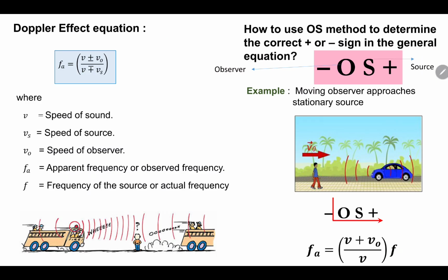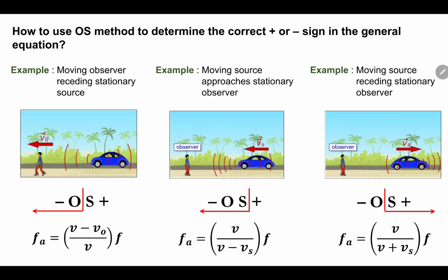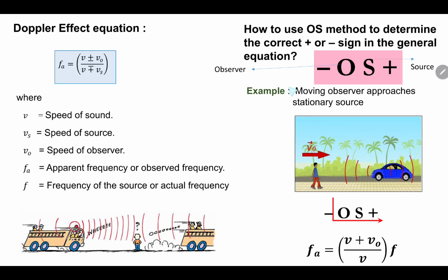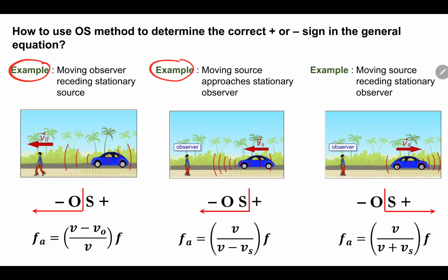Okay, and then if you look at the slides, there is a method called the OS method. So maybe you can try to read this one. This is a method on how to get the right equation easily. So you just have to go through the notes. Okay, so here is the first situation. Second, third, and fourth.